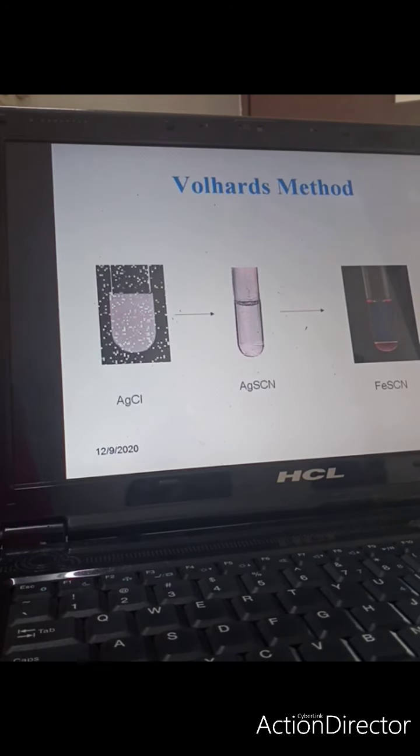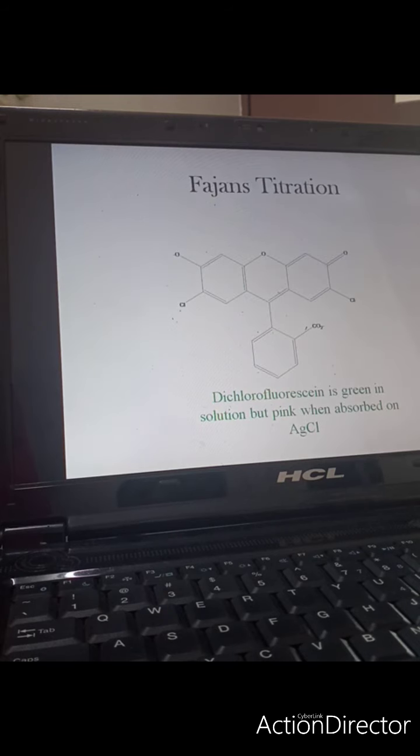So this is how the reaction goes on. First AgCl will be formed, which is a white precipitate. Again AgSCN is formed, again it is white, and then FeSCN is formed, which is red in color. So this was about Volhard's method.